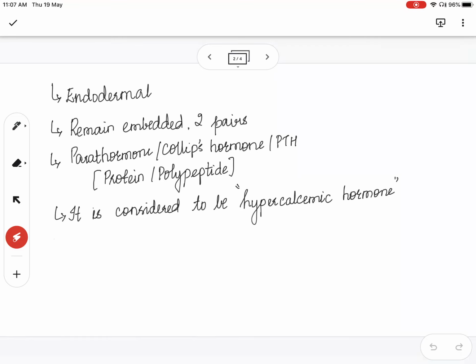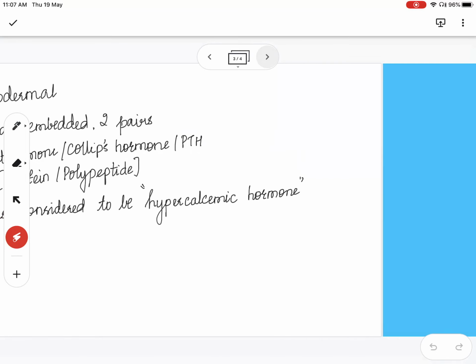This particular hormone is considered to be a hypercalcemic hormone. Sorry, I made a mistake earlier. It is a hypercalcemic hormone, which means it makes sure that excess amounts of calcium ions are taken in. So it is considered to be a hypercalcemic hormone.